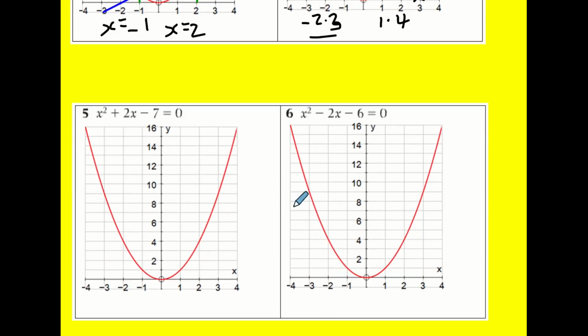Okay, one more. How about this one? Well, actually, I think we're on a roll, so I want you to try this question 5. Pause it, see how you get on.